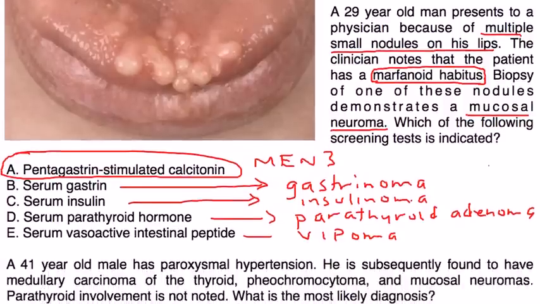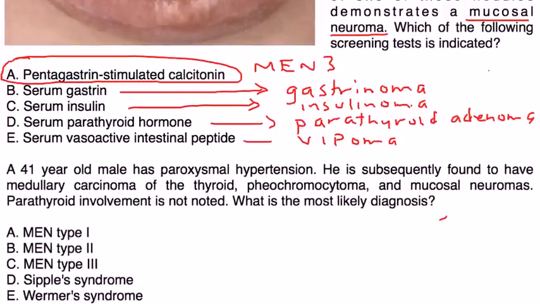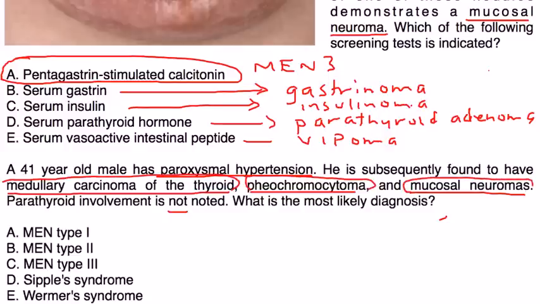So, and finally, a 40-year-old male has paroxysmal hypertension. He is subsequently found to have medullary carcinoma of the thyroid, pheochromocytoma, and mucosal neuromas. Parathyroid involvement is not noted. What is the most likely diagnosis? Well, you can't get any more straightforward than that. They basically told you the three things, 1, 2, 3 things that are part of MEN3. And just so you don't get confused, MEN3 sometimes is also known as MEN2B.